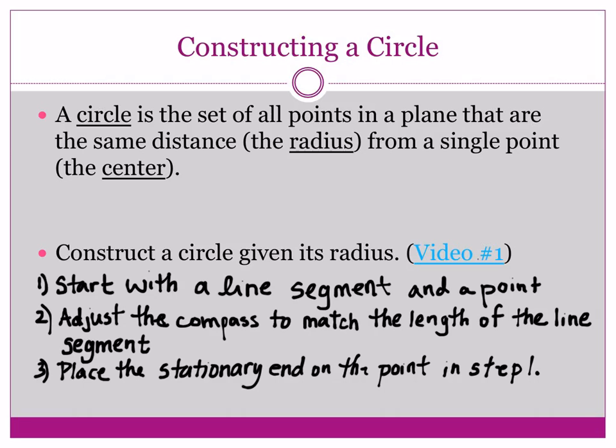Okay, so now you've got the stationary end on the location. What did you do next? Yeah, you turned your compass around. So, okay. We'll just say it this way: turn the compass around, creating a circle.